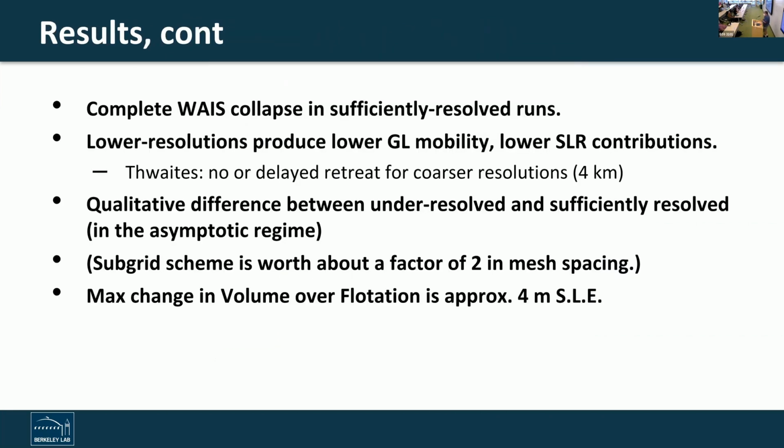So the result was that we get a complete collapse of Western Antarctica if we're sufficiently resolved with this test case. But if you're unresolved, you get lower grounding line mobility, lower sea level rise contributions, you delay everything and you just underestimate the response. And it's also qualitatively different. They're different mechanisms, et cetera. The other thing to point out is that the amount of sea level rise in these simulations is about 4 meters, which is about 12, 15 feet. So that's kind of what we're talking about ballpark-wise in terms of response.